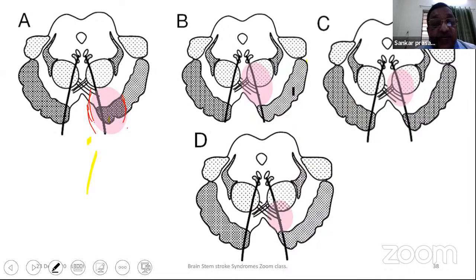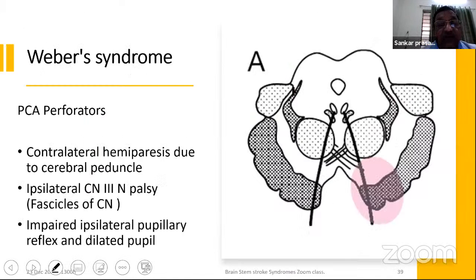So there are four syndromes that are present on this. First is Weber's syndrome. Posterior cerebral artery perforators are supplying this, and what are the areas that are involved? Contralateral hemiparesis is due to the cerebral peduncle. This is the motor area that is involved. Ipsilateral cranial nerve palsy: this is the nucleus of the cranial nerve 3, but what is affected is the fascicle. Impaired ipsilateral pupillary reflex and dilated pupil. So this is Weber syndrome.